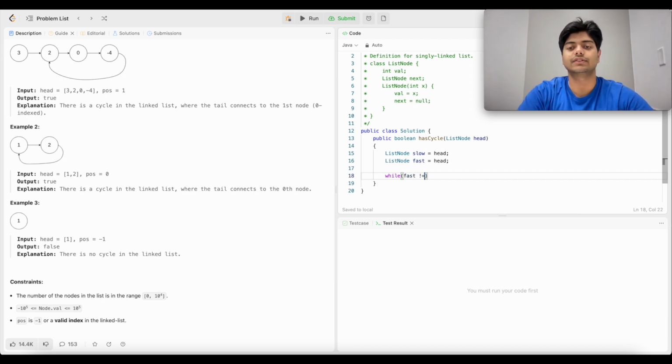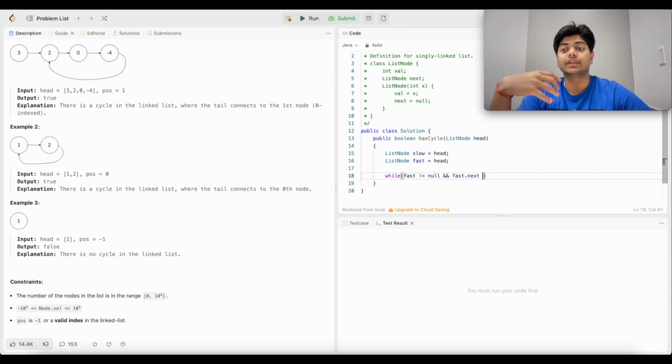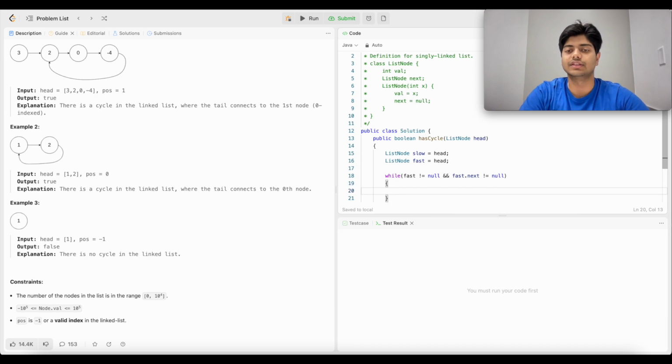So we need to make sure our fast is not equal to null, and we need to make sure our fast.next is not null, because since the fast is moving two nodes at a time, we want to make sure that the next is not null, because otherwise there's no way it's going to cycle back either. So these are the two cases we need to know.